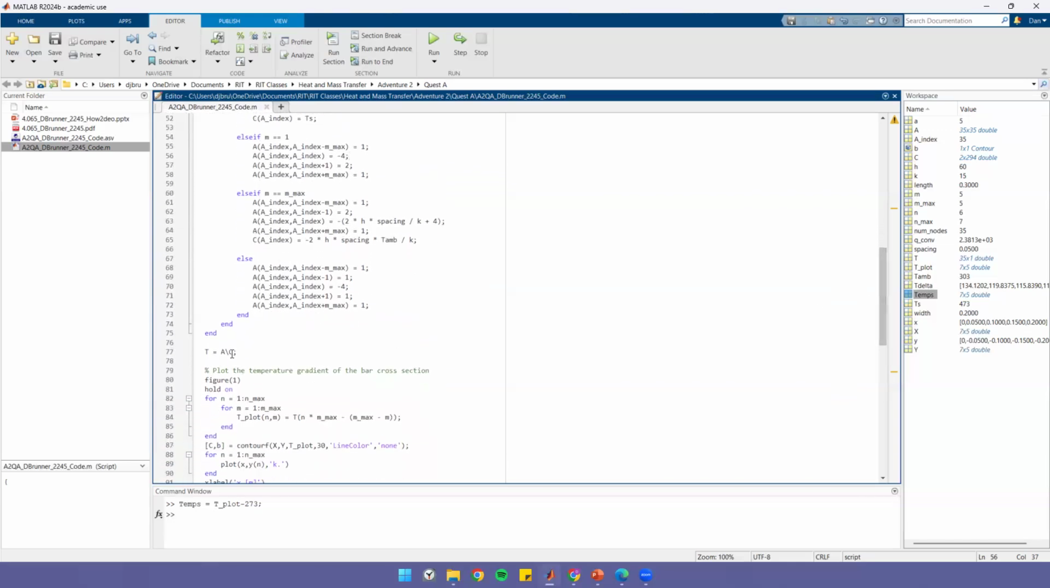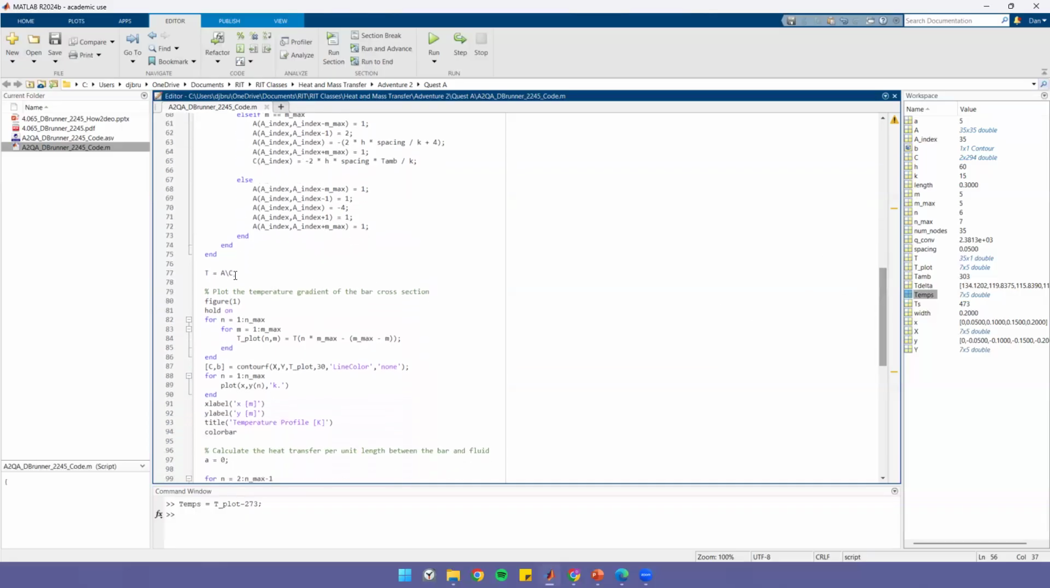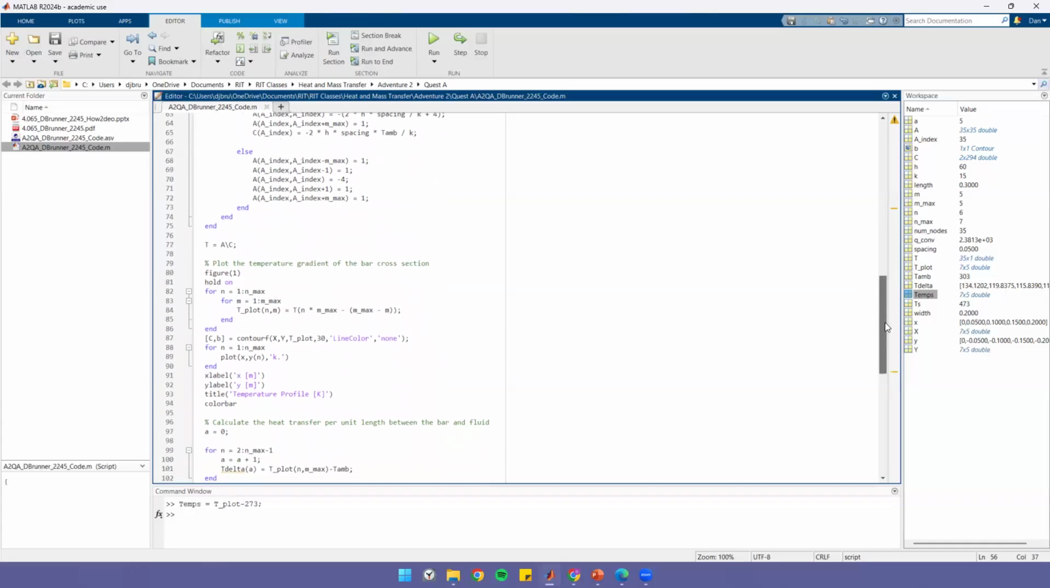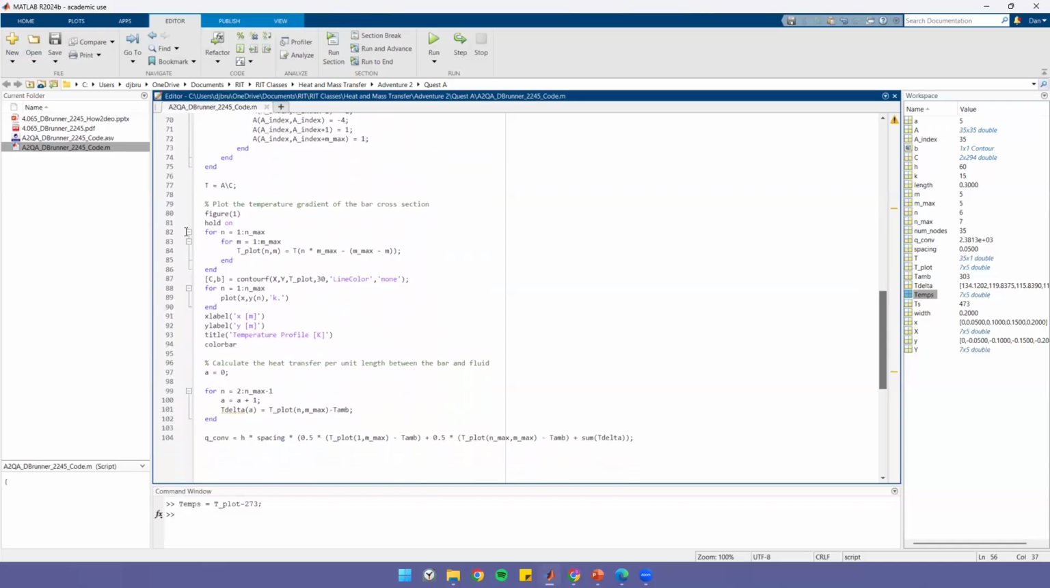So now if I calculate the temperature vector, I can just use this little linear algebra shortcut in MATLAB, basically taking the inverse of the A matrix, multiplying it on both sides, and you can find the temperature vector that way. And so then I plotted the temperature profile, and I'll show you that in a second. And then finally, I calculated the convection heat transfer rate per unit length by using Fourier's law and dividing by some arbitrary bar length, which we're not given.